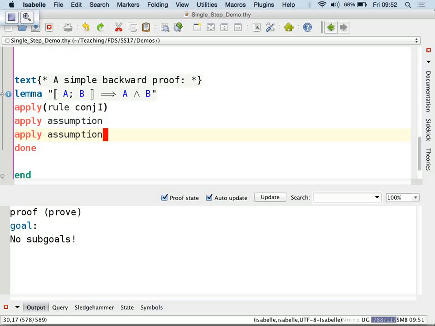So I've come more or less to the end of what I wanted to talk about today. So I'm happy to take questions about anything that you've seen. Yes? Where in the documentation can we find all the rules we can apply?